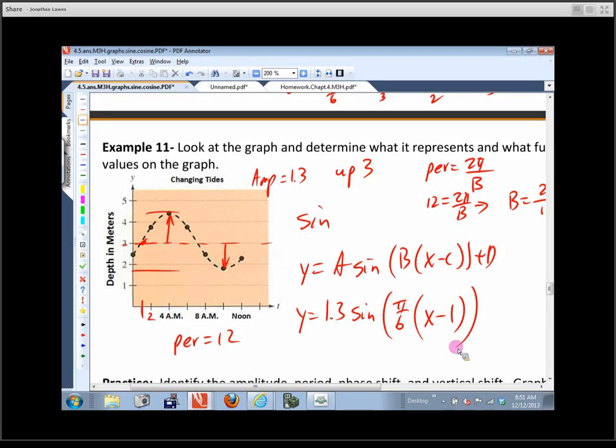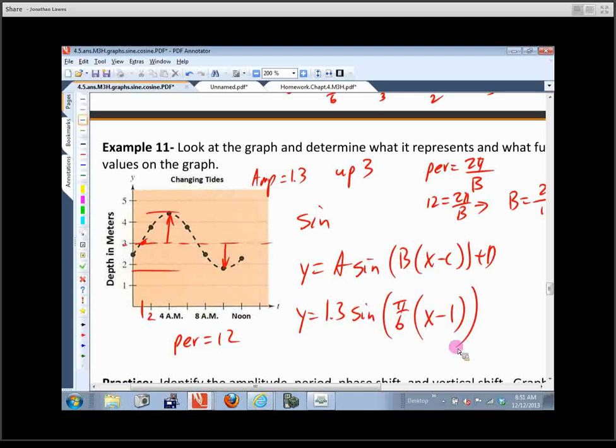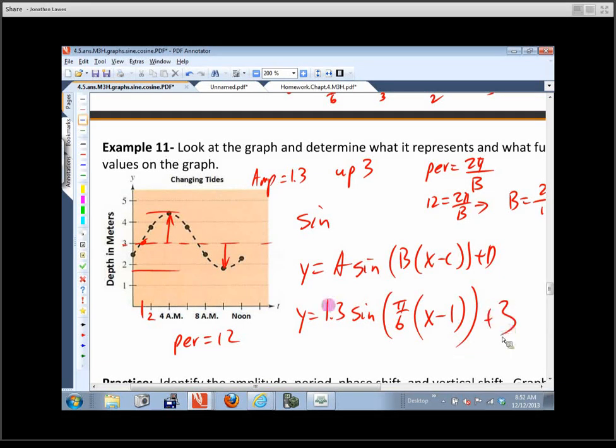And then I've got one last thing to write down. How do I take this graph and bump it up 3? We're going to put a plus 3 right here. Because we started it right here. So normally the sine curve would start on the center line and go up. It starts forward of that point right there just a little bit. Looks like about 1 hour according to this scale.